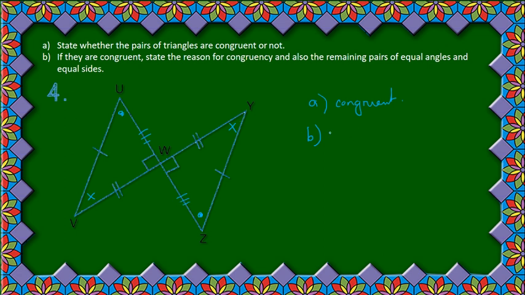So let's write that down. We've got angle U equal to angle Z, and then we have angle V equal to angle Y, and finally we will have UW equal to WZ.